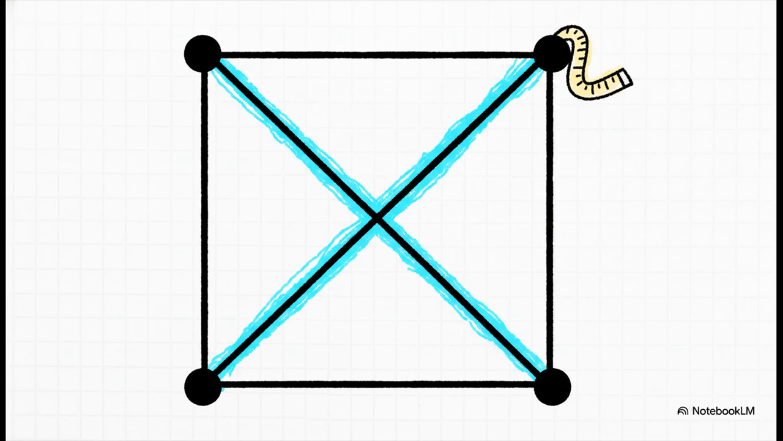Think about it. If you have 4 points making up a square, the distance between the opposite corners, the diagonals, they absolutely have to be exactly the same length. So when you see that the modulus of z1 minus z3 equals the modulus of z2 minus z4, you aren't just doing algebra. You are mathematically proving, without a doubt, that the diagonals of that square are perfectly equal.